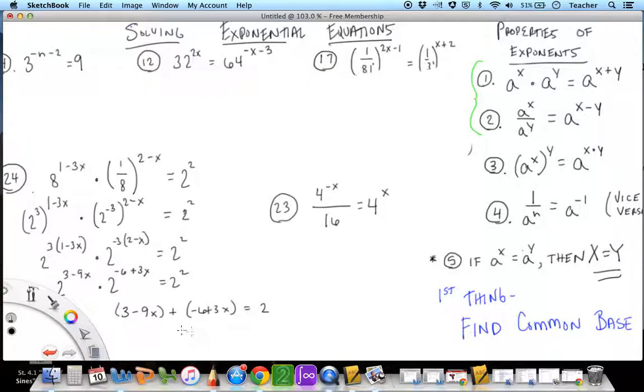Now what I just did was add these two exponents, and that sum is going to equal the exponent on this side, which is 2. So now we just have a linear equation on our hands where we just have to combine like terms. So we combine the 3 and the negative 6, so we get negative 3 minus 6x equals 2. And when you solve that, you should get an answer of x equals negative 5/6.